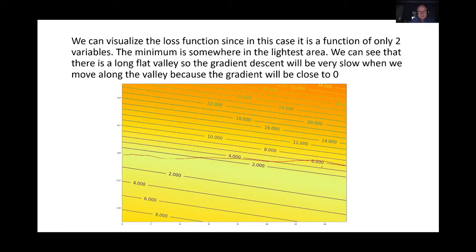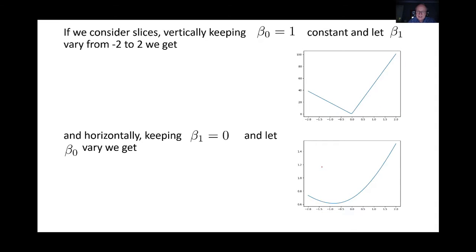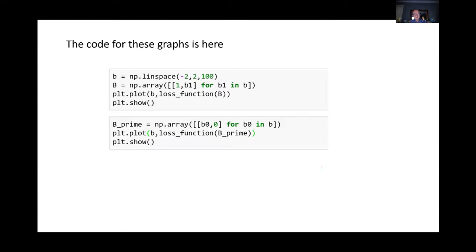So this is supposed to be a horizontal line. But it's a tricky function to minimize. So here, if you want to play with this, these are the graphs here. You can try different values for beta 0. You can put in a different value for beta 0 here, and you can put in a different value for beta 1 here, and try to figure out what these slices look like for different values of beta 0 and beta 1.